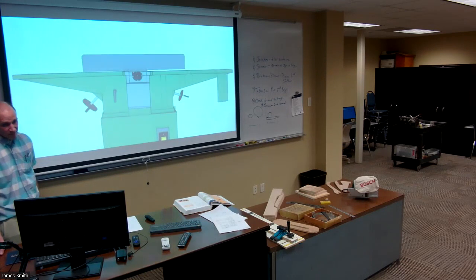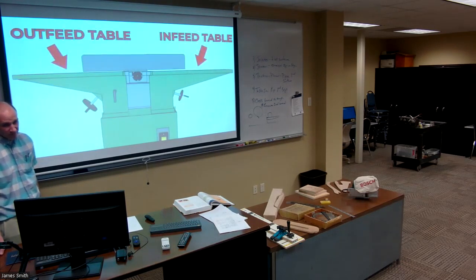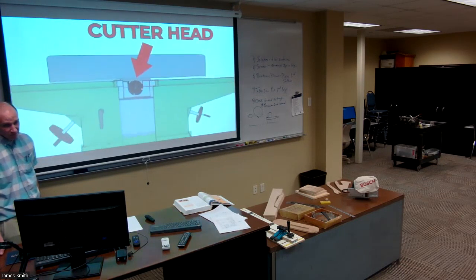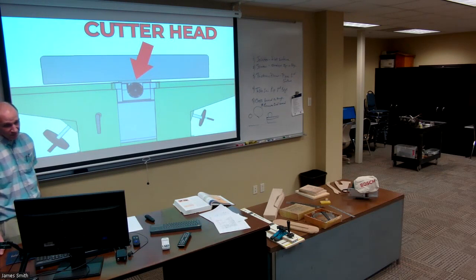So if we take a look at a jointer, you'll see we have 2 tabletops that are co-planar to each other. An in-feed table and an out-feed table. Now these tables are adjustable in height depending on the depth of the cut we want. And we'll also find a cutter head very similar to the cutter head that we have in the planer.